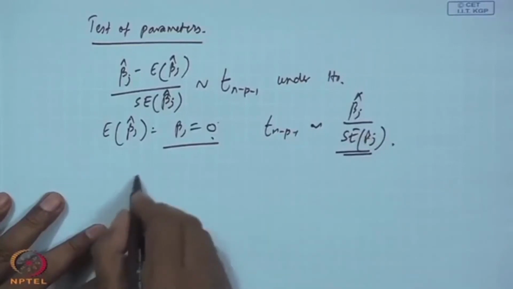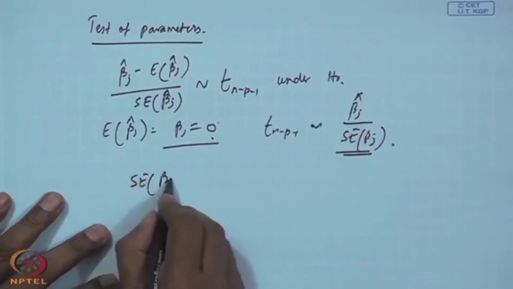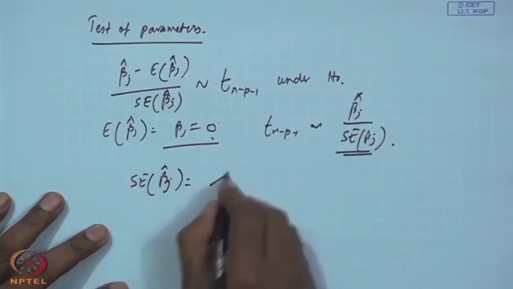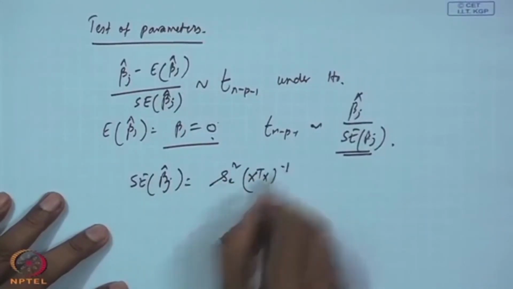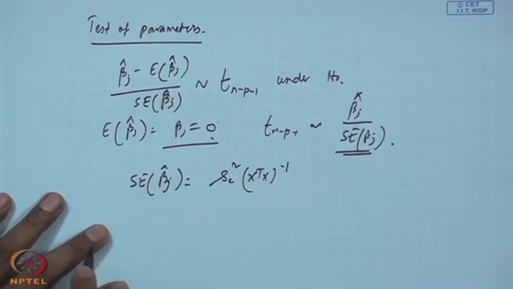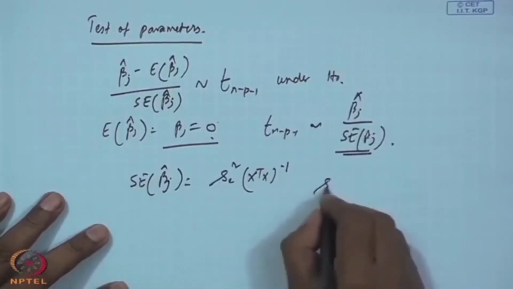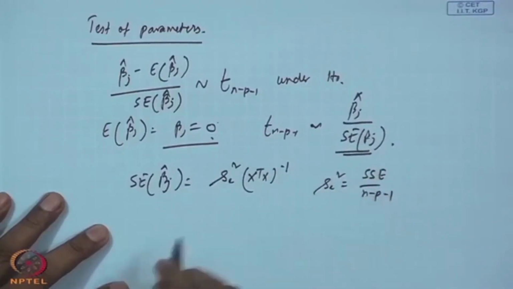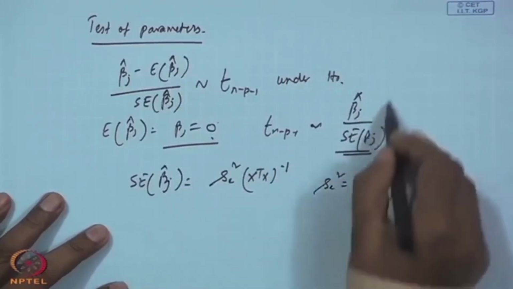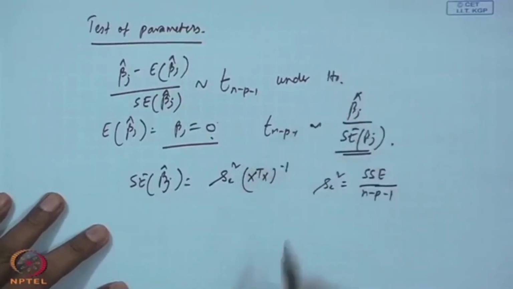And how do you know SE of beta j cap? This will be SE square times x transpose x inverse, as you have seen earlier. And what is SE square? SE square is SSE by n minus p minus 1 degrees of freedom. So you know everything. Now see this slide.